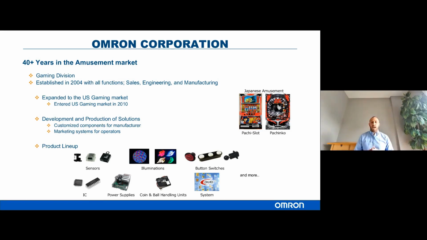For the product lineup, on the bottom of our screen, you can see that we have sensors. We have lighting illuminations that I will go through today. We also have button switches. We have IC chips and other LED drives. We have power supplies. We have coin and ball handling units. And we have that marketing system for the operators.